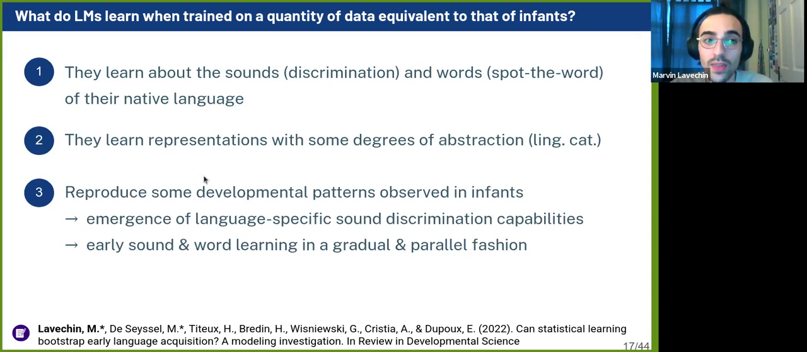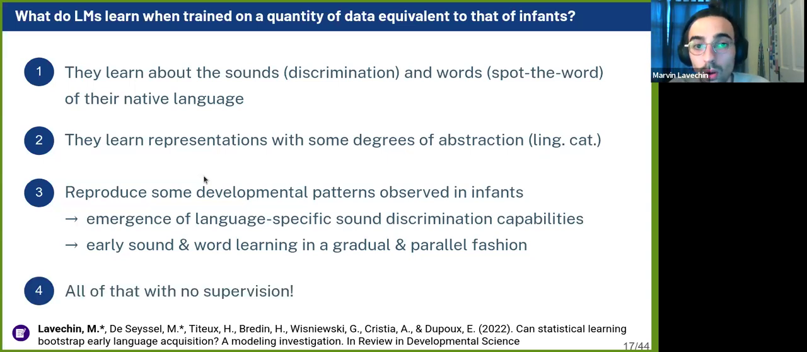In particular, we showed that they learn about the sounds and words of their native language in a gradual and parallel fashion, and they become language specific. I mean, they develop this language-specific perceptual space, with the English model becoming progressively better than the French model at discriminating English sounds. And they do all of that with no supervision.